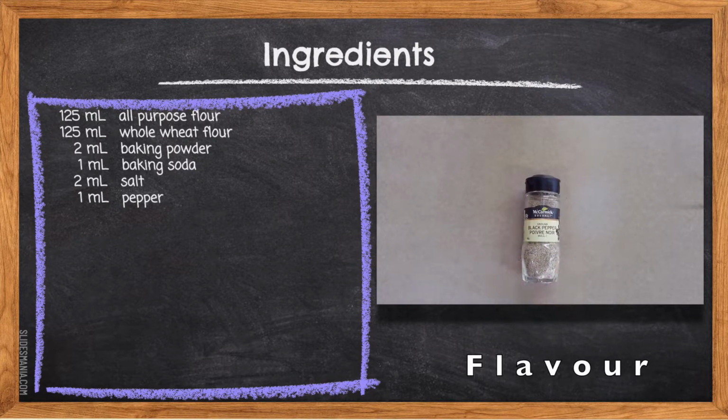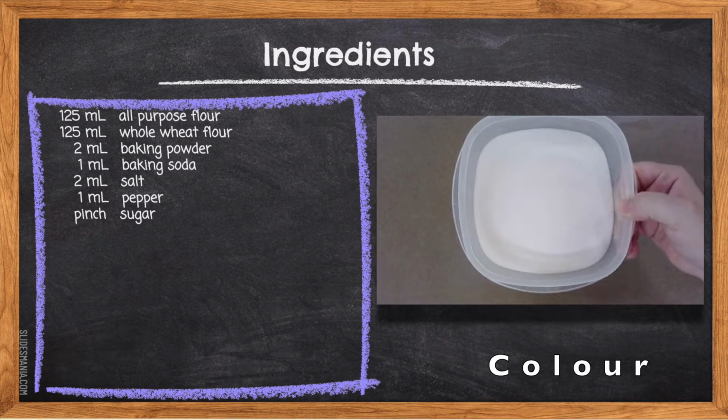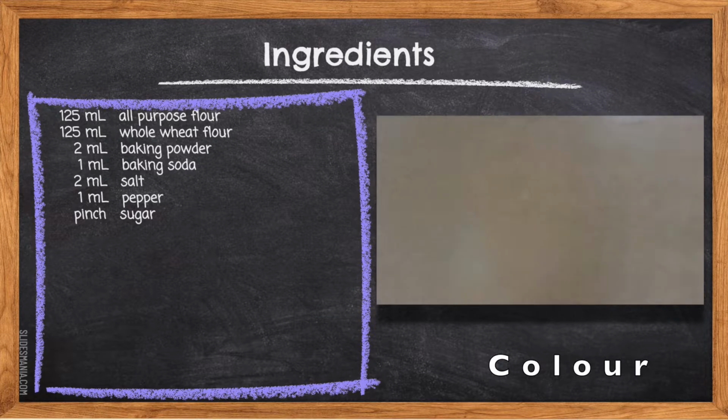1 milliliter pepper. Pepper adds depth and warmth to any dish that it's added to, much like salt, enhancing natural flavors. A pinch of sugar. Sugar helps caramelize when subjected to the heat of the oven and turns your muffin golden brown. That way you know when it's ready to come out of the oven.